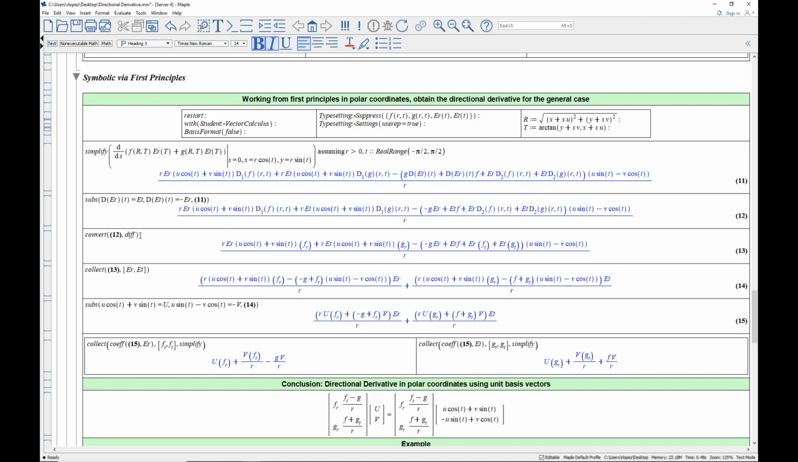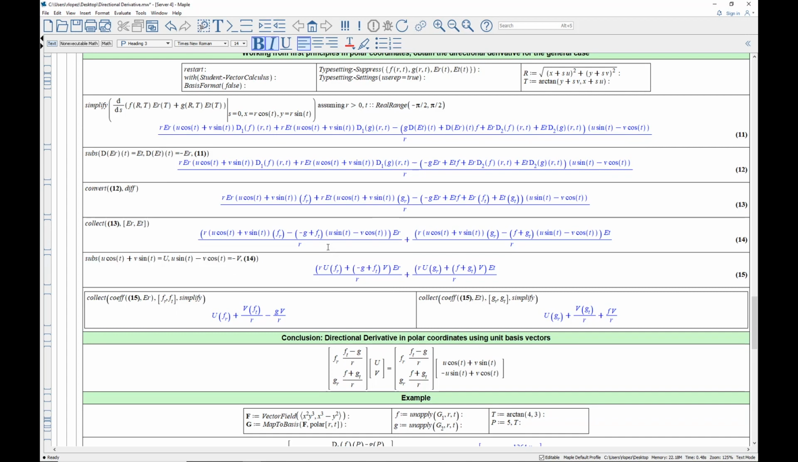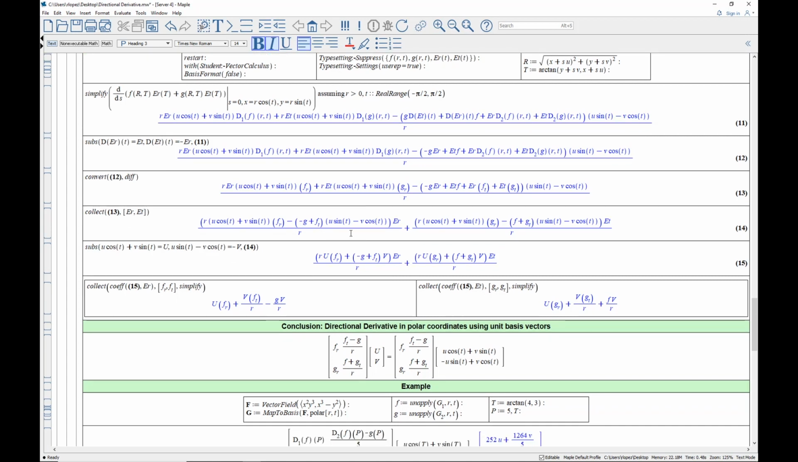Convert this to diff notation. The denotation becomes partial. The typesetting command recognizes the partial, and it will write it as a subscript, so we shrink it a little bit more. Let's collect with respect to the basis vectors, because we have an e theta here, and we have an e theta here. So let's collect with respect to those basis vectors. And we have this component, and we have this component. Let's see if we can make that a little easier to read.